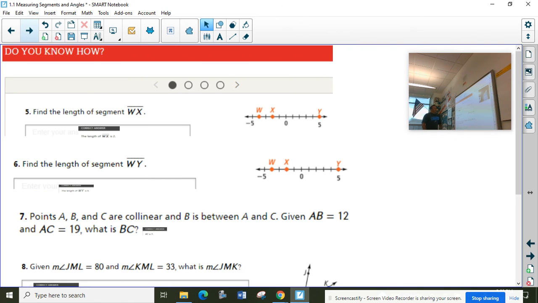All right. Now you're always going to have these do you know how. Those other ones were do you understand. These are do you know how. I would pause the video and try solving as many of these as you can. Please pause the video.